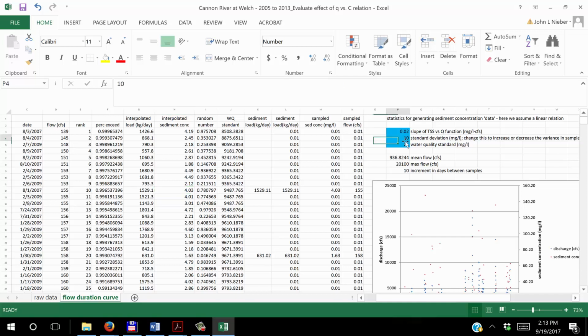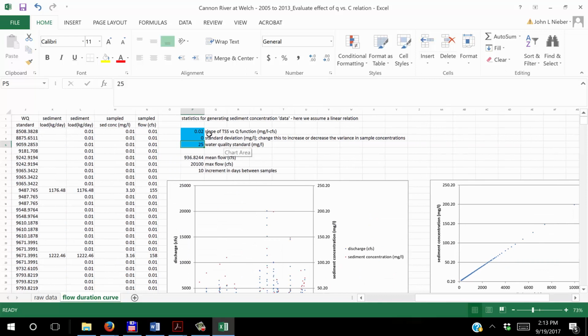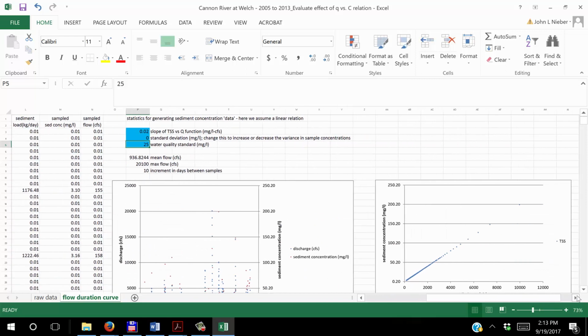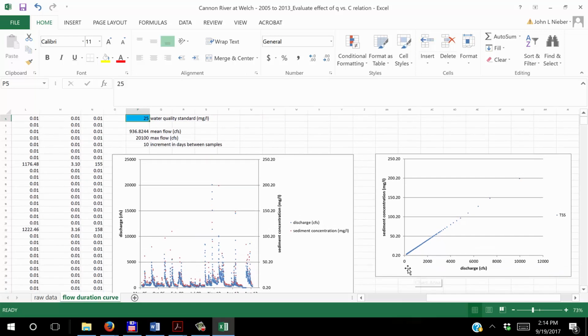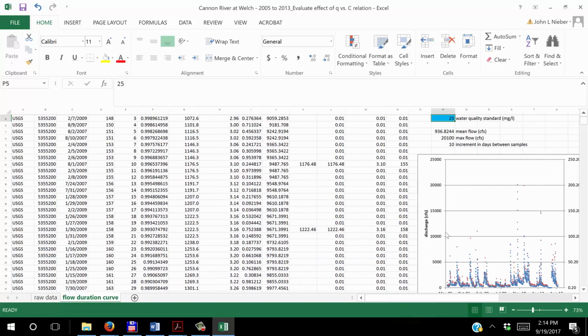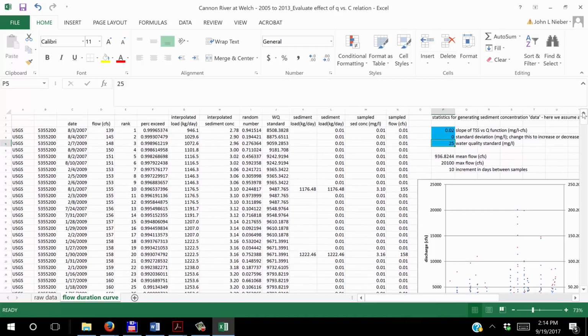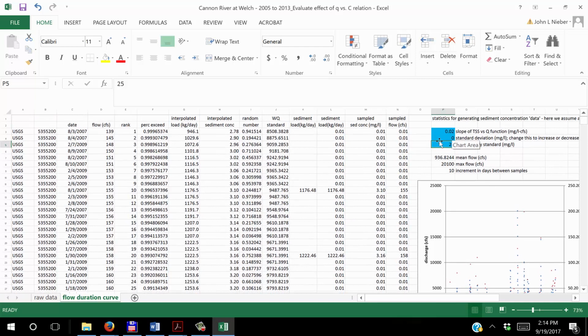All right, so maybe it's easiest if I just change this. I'll explain what this 10 is here in a minute. I'm just going to put a 0 in there for right now. And basically, this graph shows the relationship between discharge on the horizontal axis and TSS. So the slope of that line is 0.02. And you can see it's a perfect straight line for the relationship between sediment concentration in milligrams per liter versus discharge. Okay, so I hope that's clear. I'm going to go back in here and put a 10.